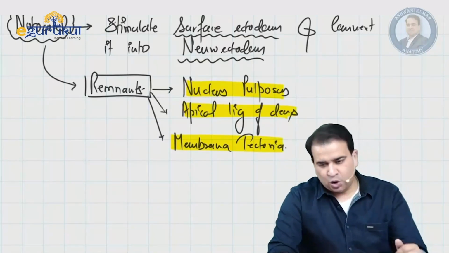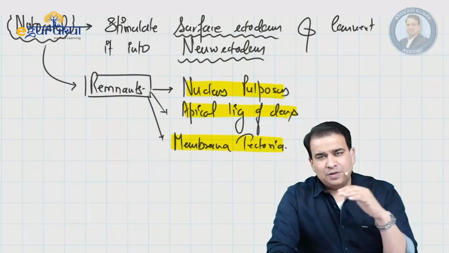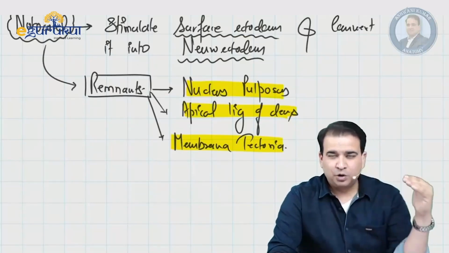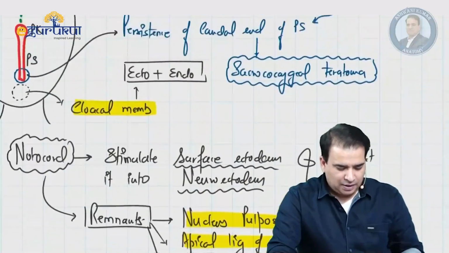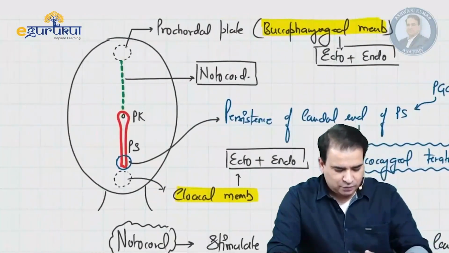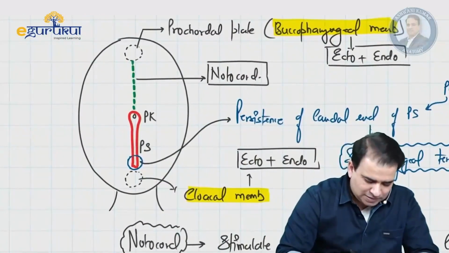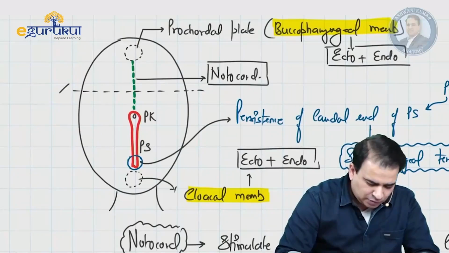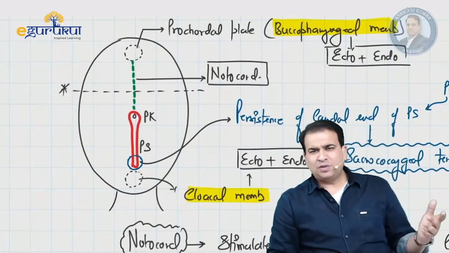So this is what the notochord is doing. And if we just understand this section better by taking a section exactly along the notochord, look at this picture here. If I take a transverse section from somewhere from here, let's see how that section will look. So how will that section look, guys?